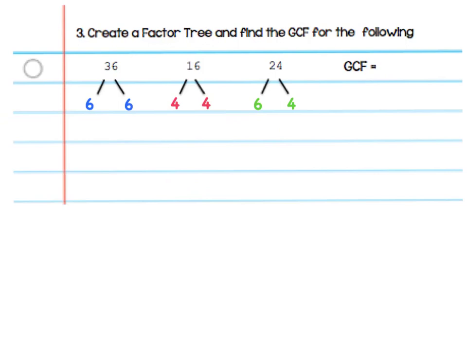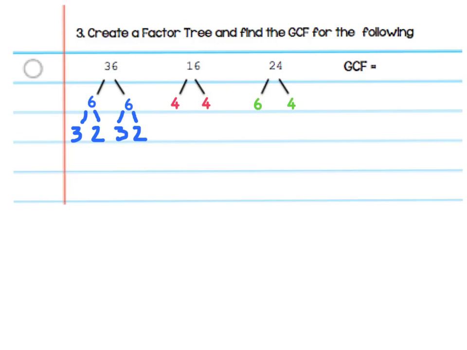Alright, now we're going to create a factor tree and then we're going to find the GCF for the following three numbers, 36, 16, 24. So what is their greatest common factor is what we're going to find. Well, let's do our factor tree first. Notice I have 36 and I broke that down to 6 times 6, because that gives us 36. Now, I'm going to look to break down 6. 6, I know I can break down to 3 times 2, and the other 6 also can be broken down to 3 times 2.